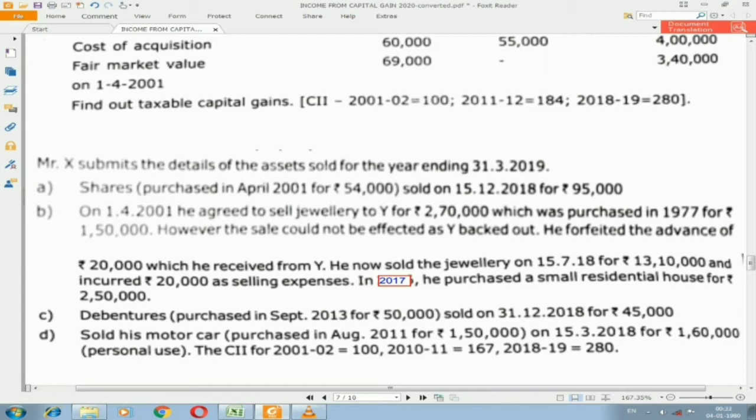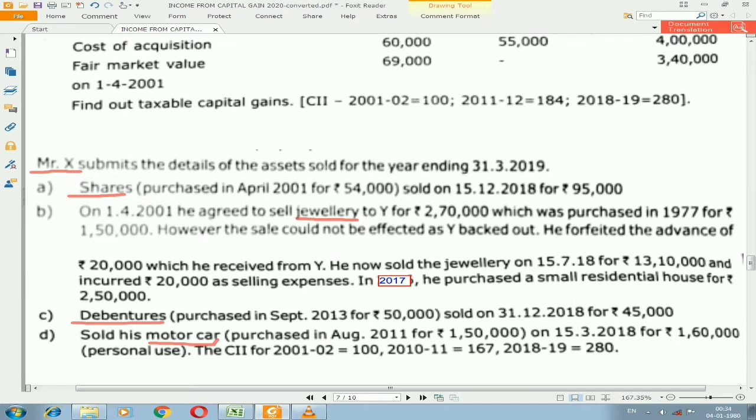First, we should know how many assets they have given in the illustration. So the taxpayer or the assessee is Mr. X, and the assets they have given: one is shares, and the second asset is jewellery. Then the third asset is debentures, and the fourth asset is motor car. So in these four assets we need to check which assets are exempted.